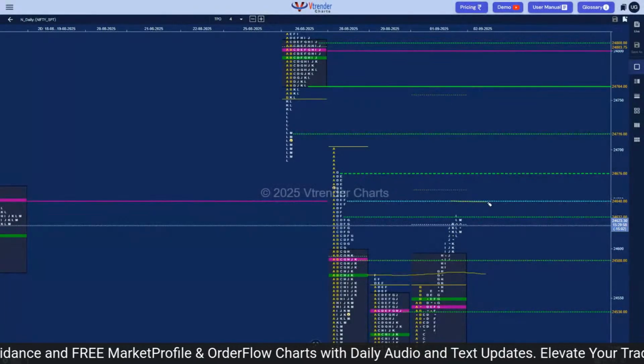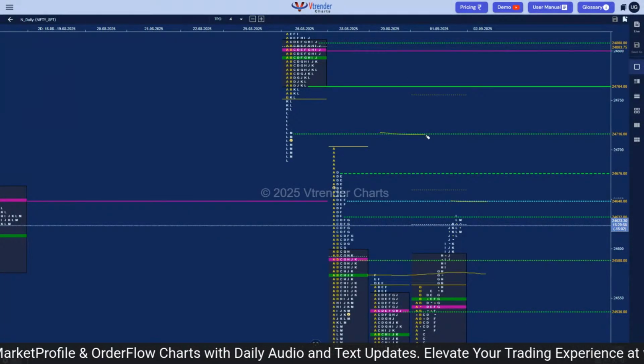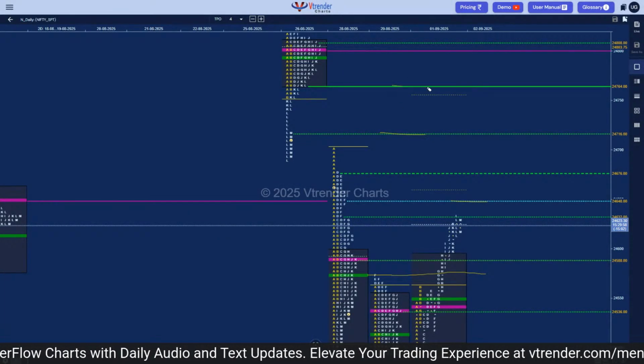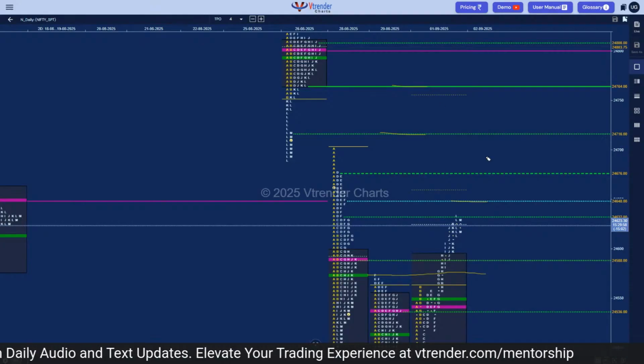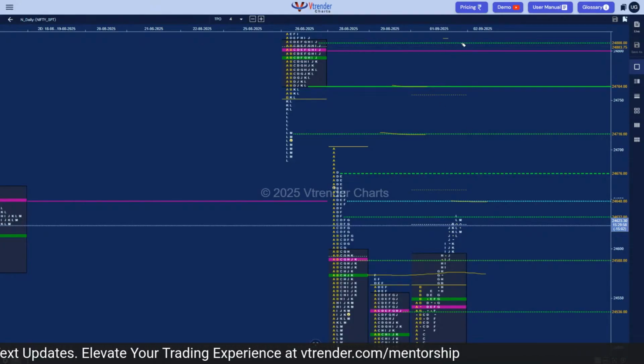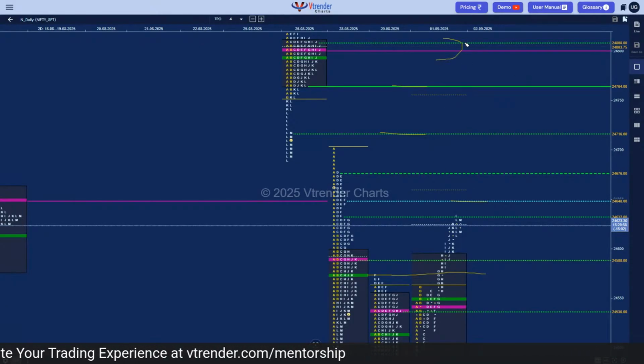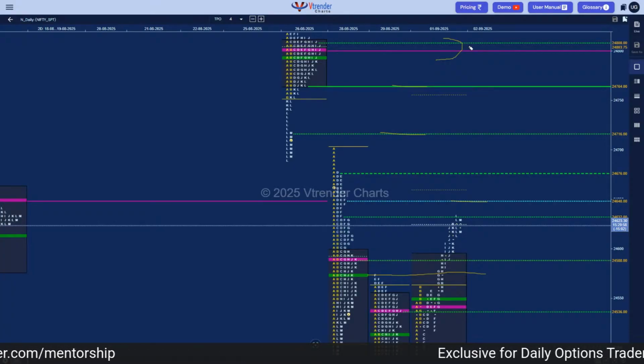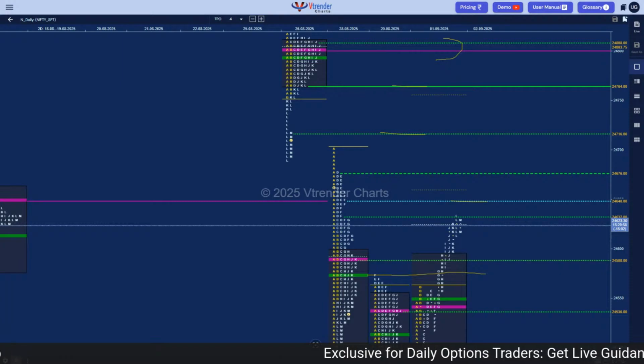But we will have to get above this rollover point. Then we are looking for 24717 and 24767. These would be our upside objectives. Over that, we have this VPOC and this level of 24808, which is the value area high of 26th. So this is the scenario set up for tomorrow.